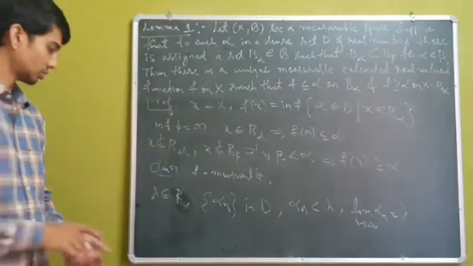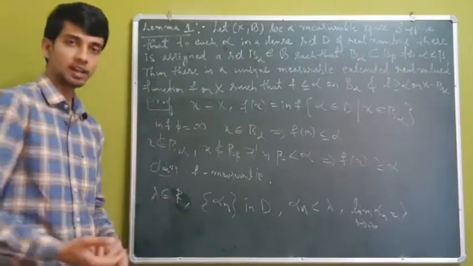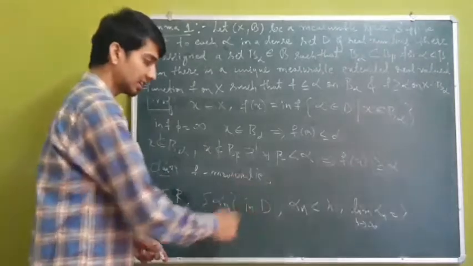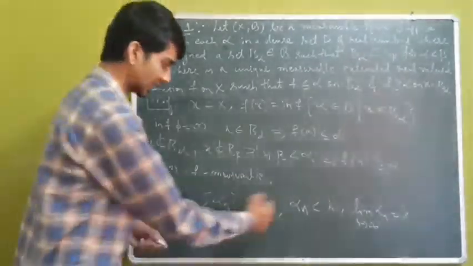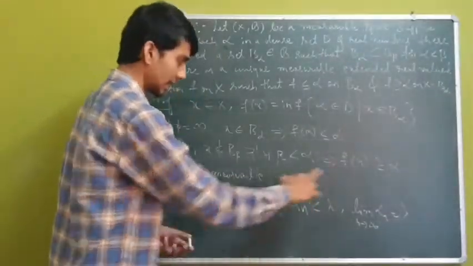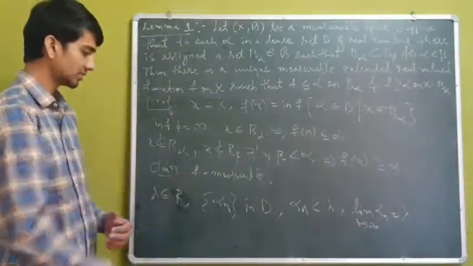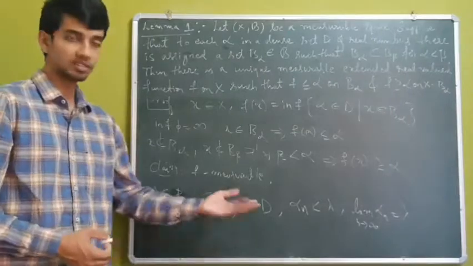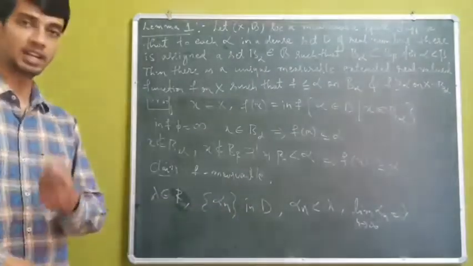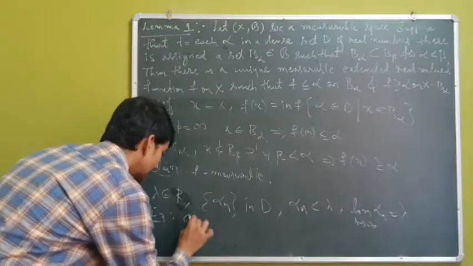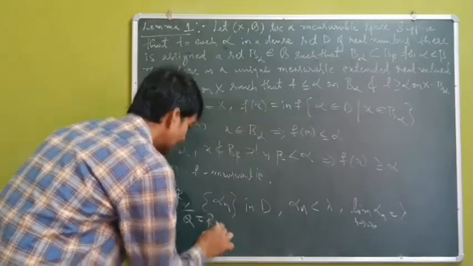So for choosing lambda to be in R, I am trying to construct a sequence, say alpha n, in the dense set of real numbers, such that alpha n is less than lambda and the sequence is converging to lambda. I can justify the choice of such a sequence in the dense set, say D, by an example, and we know that the set of rationals is dense in R.